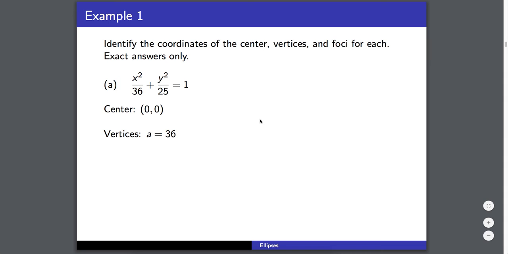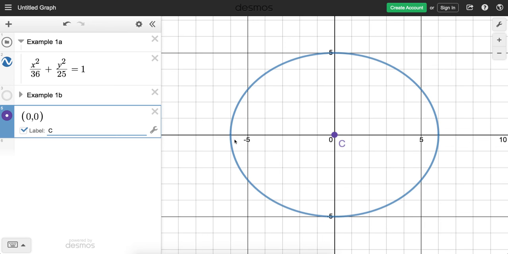Now for our vertices, the 6, 0 and negative 6, 0 that we saw in the picture, how to get those is we look at our larger denominator, which in this case 36 is the larger denominator. Notice the 36 is below the x. So because the bigger denominator is below the x, that means our ellipse is going to be wider than taller. The closer these two denominators are, the more it looks like a circle.